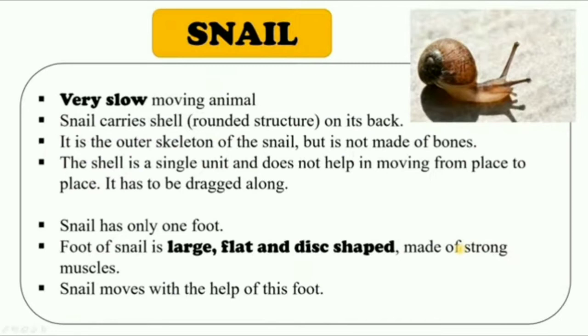A snail carries a shell on its back. It is the outer skeleton of the snail but is not made of bones. The shell is a single unit and does not help in moving from place to place. It has to be dragged along. A snail has only one foot. The foot of a snail is large, flat and disc shaped, made of strong muscles. A snail moves with the help of this foot.